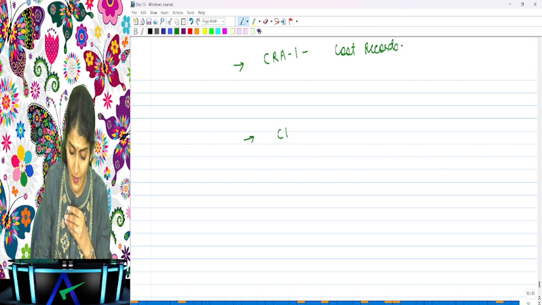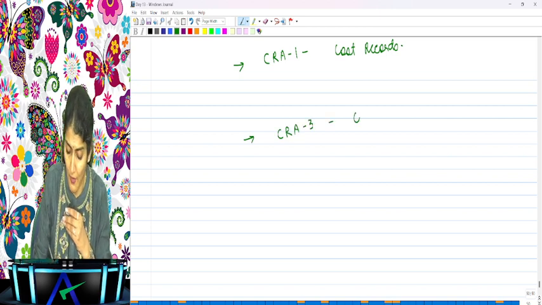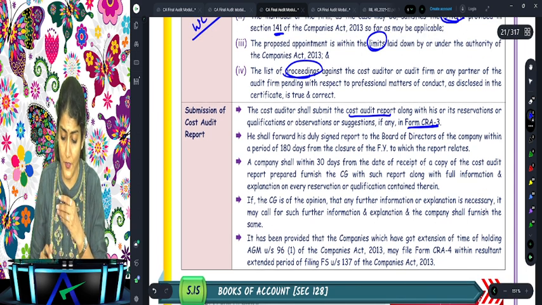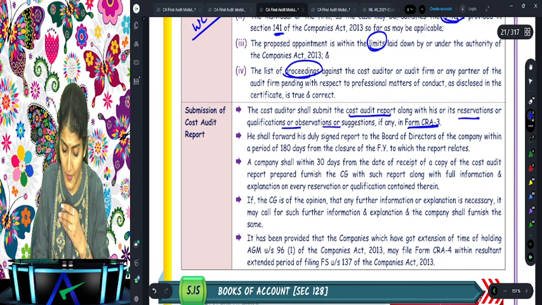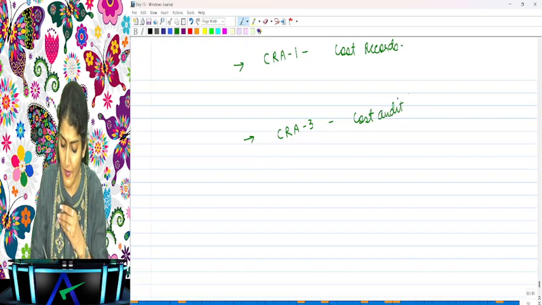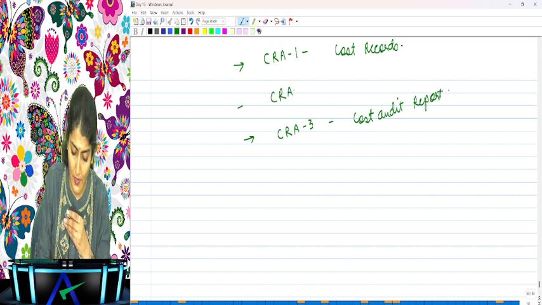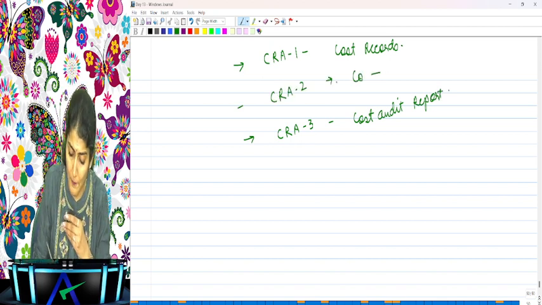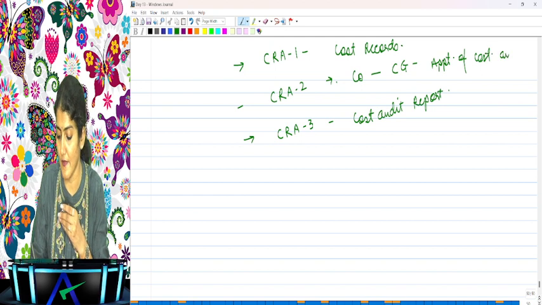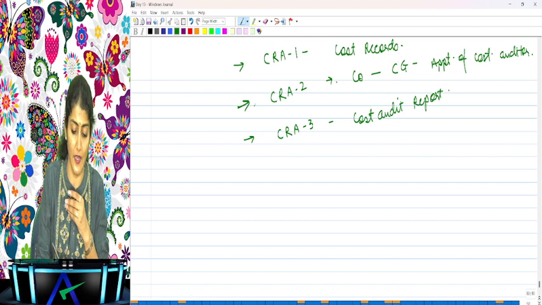Okay, so CRA 3 is the format for the cost audit report, along with its report qualifications or observations in form CRA 3, right? So that is regarding the cost audit report. CRA 2 is regarding what? CRA 2 is regarding when the company informs the central government regarding the appointment of the cost auditor.